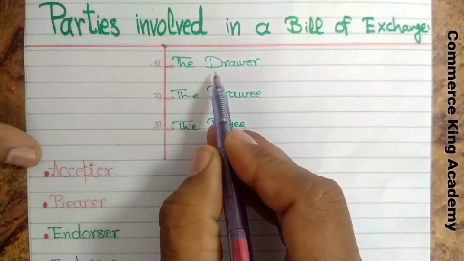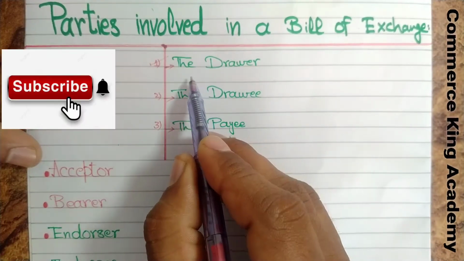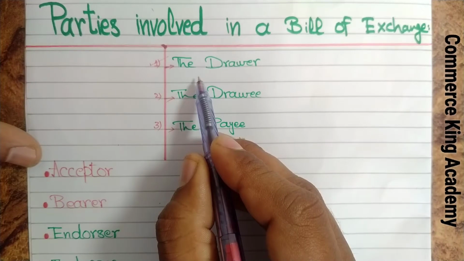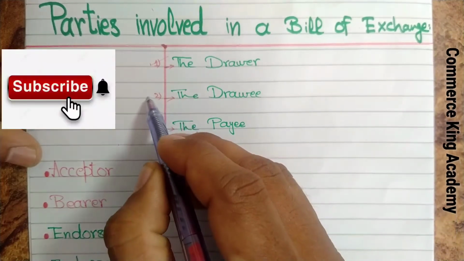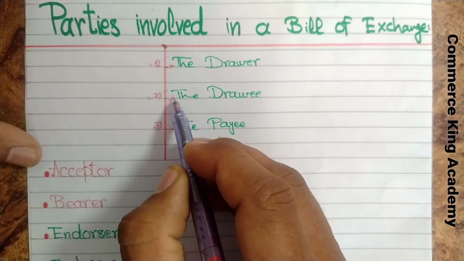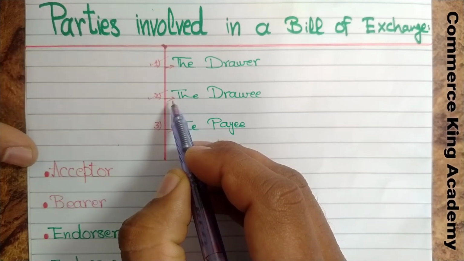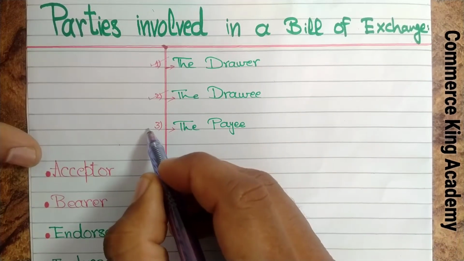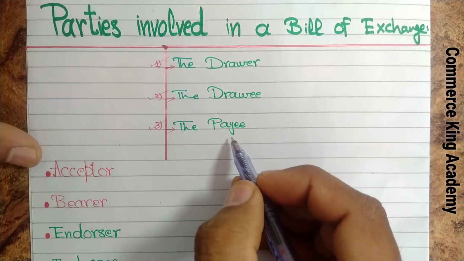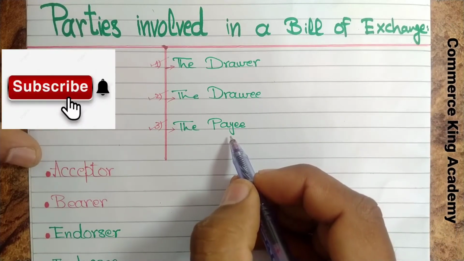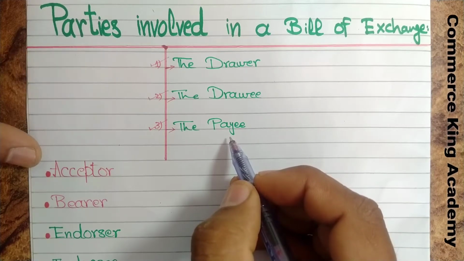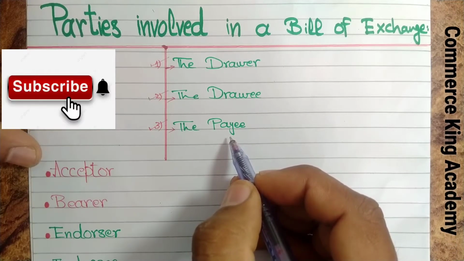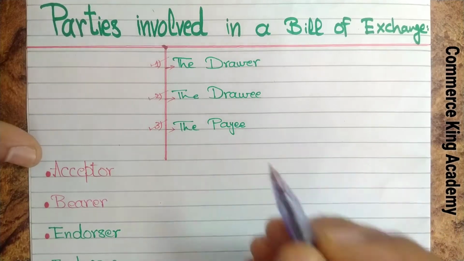The first party is the drawer. The drawer is the person who makes the bill and gives the order to pay a certain sum of money. Understand? The second party, the drawee, is the person who is directed to pay a certain sum of money. And the last party, the person receiving payment, is called the payee. It is the drawer himself in the vast majority of cases, but can be a designated person too.